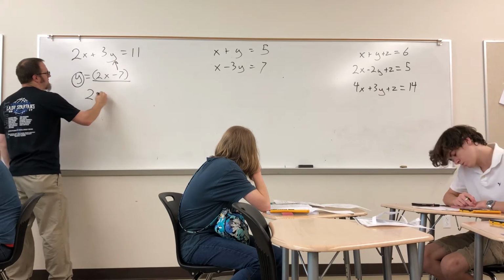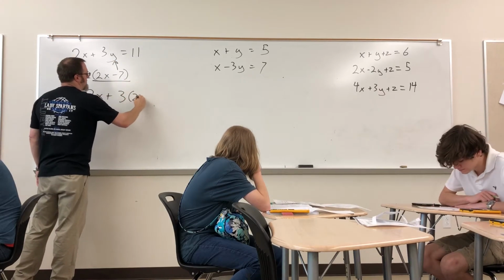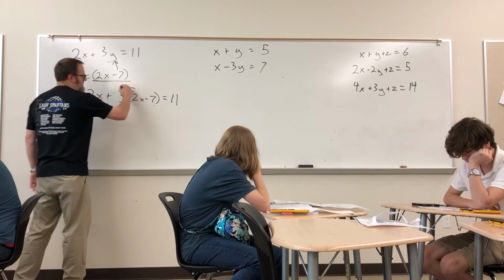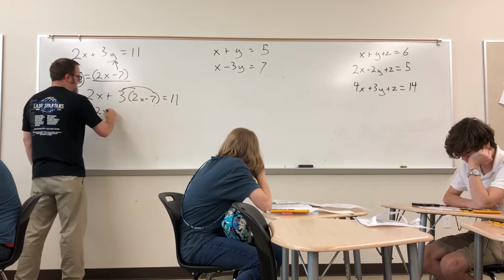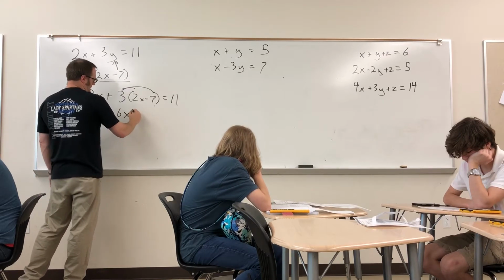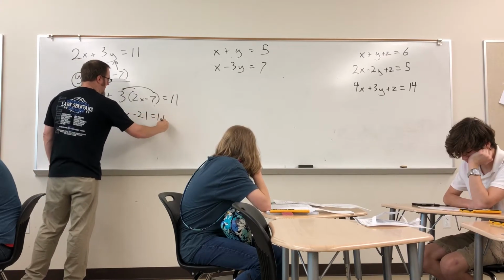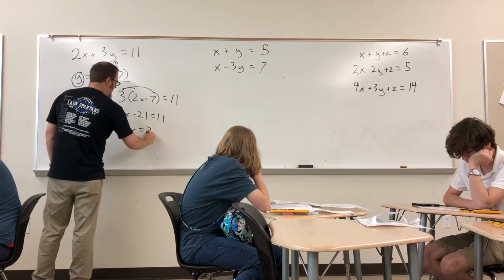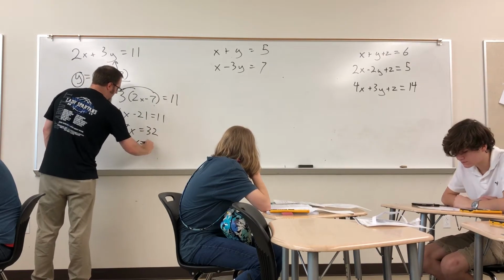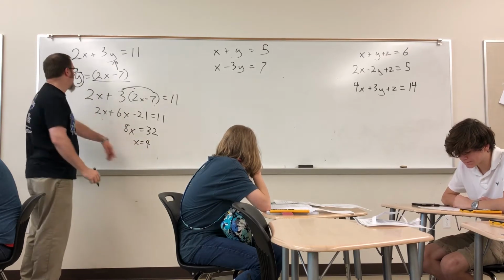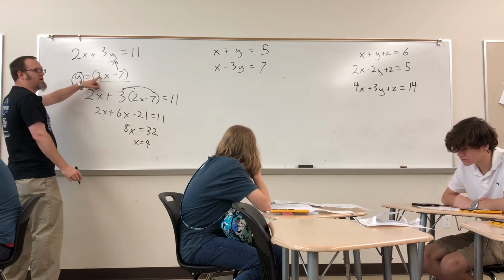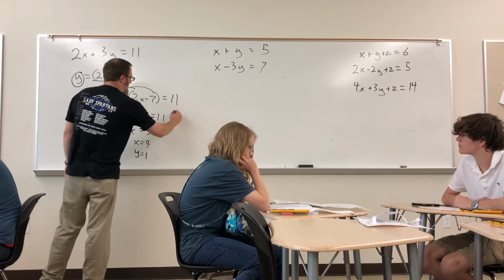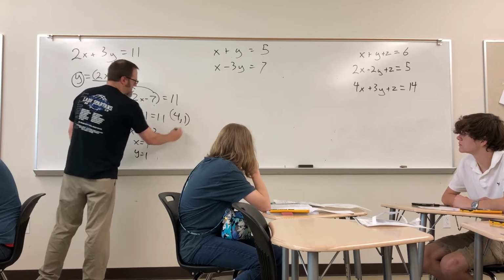If I rewrite it, it's 2x plus 3 times 2x minus 7, and that's equal to 11. I distribute the 3, so that's 2x plus 6x minus 21 is equal to 11. That would be 8x is equal to a positive 32, so x is equal to 4. Once I have x is 4, I bring it back up here. 4 times 2 is 8, and 8 minus 7 would be 1, so y is 1. So this is 4, 1 as a single point.